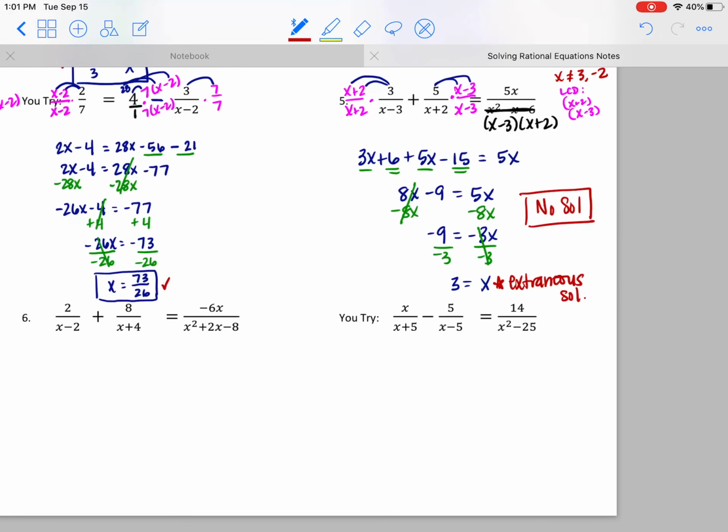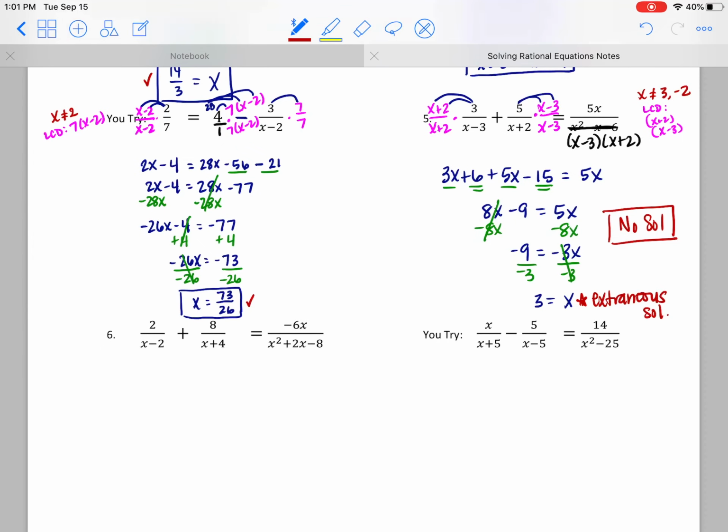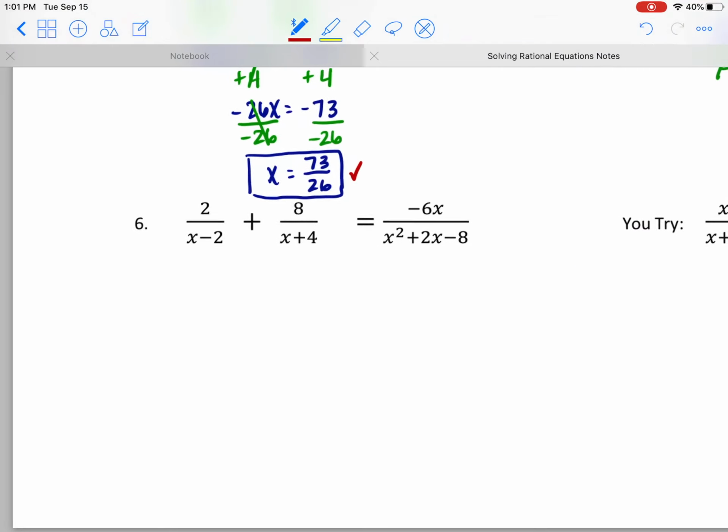So if that question occurred, let's say on a practice or on a test, the answer would be no solution. You wouldn't say x equals 3 because it's extraneous. It's not counted as a solution. Unless I said, what's the extraneous solution? Then you would say x equals 3 is the extraneous solution. But if I just said solve, then you would say there is no solution. Okay? All right, let's try another one.